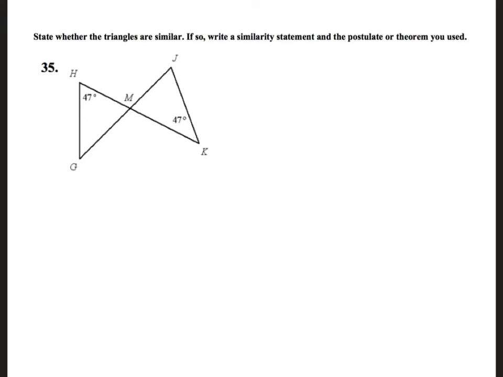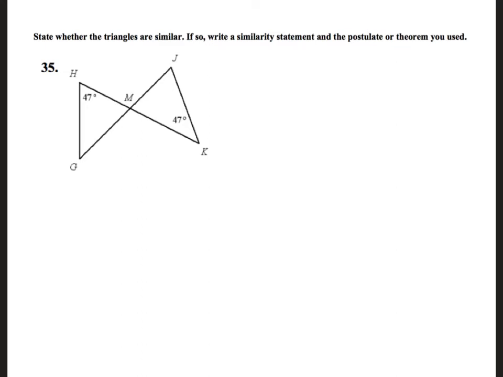All right, welcome. We are looking at number 35, 36, 37, 38, 39 of your final review packet. We're going to go ahead and get started. We are reviewing for our Try 2 final. It says state whether the triangles are similar. If so, write a similarity statement and the postulate or theorem you used.